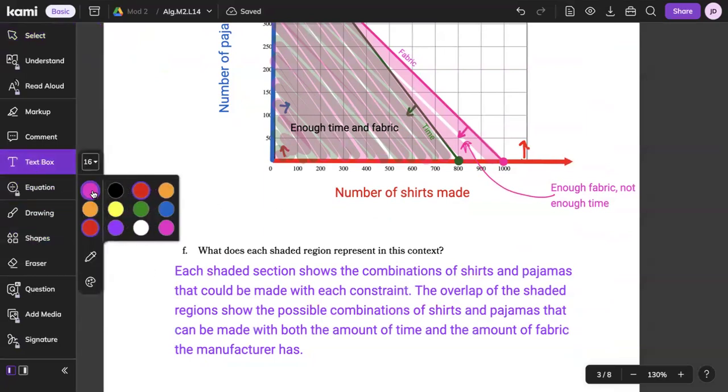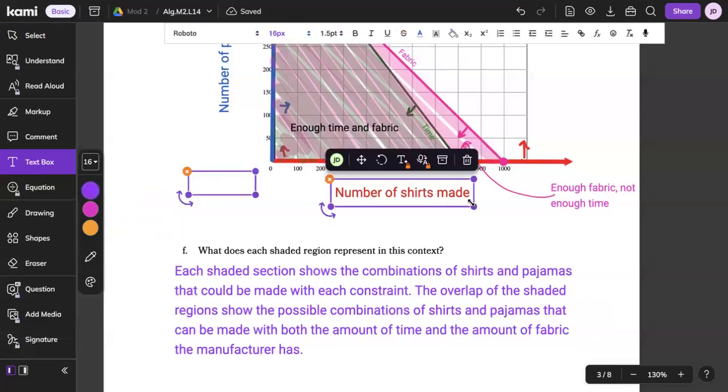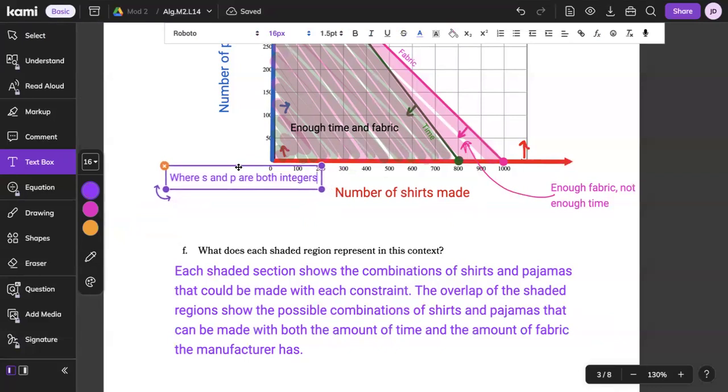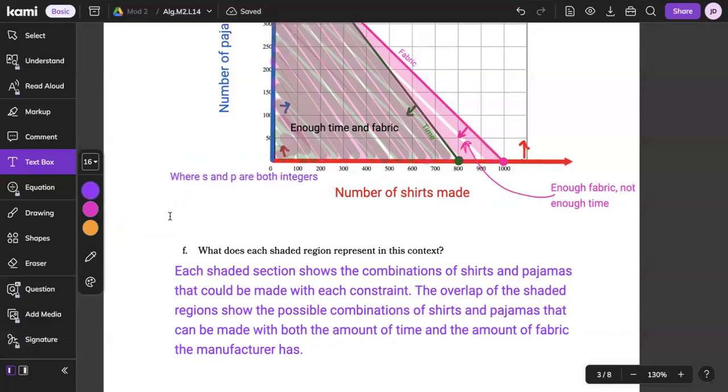And then a note that I should have here that I forgot to include is that S and P are both integers. So that should be a note you have on your graph because you're shading the whole thing. You're not putting individual dots because that's insane. All right, we're almost done with this.